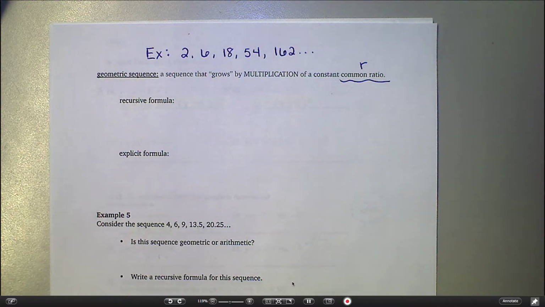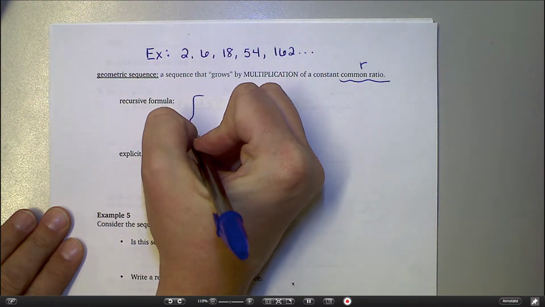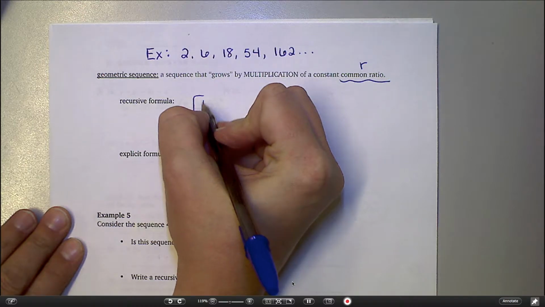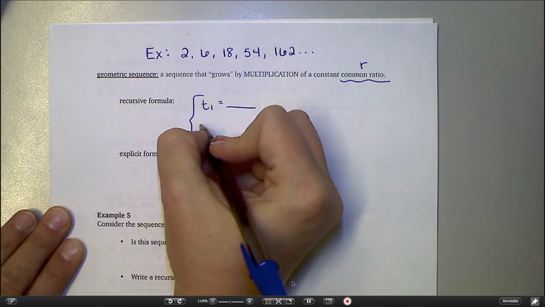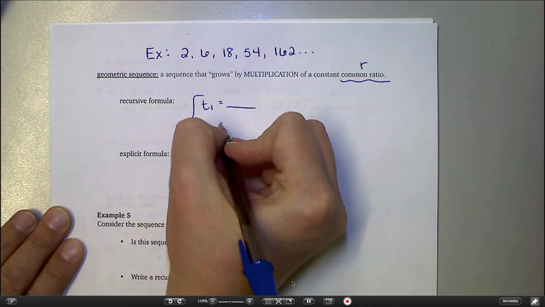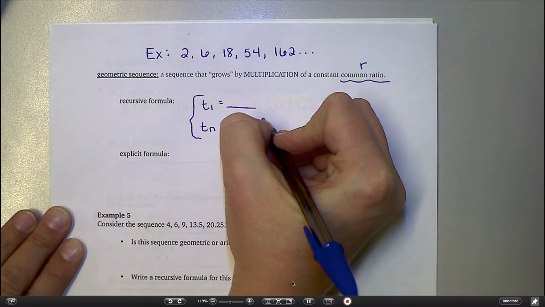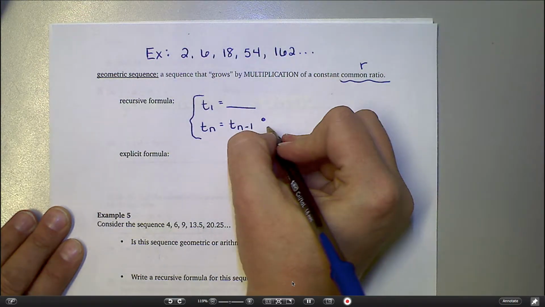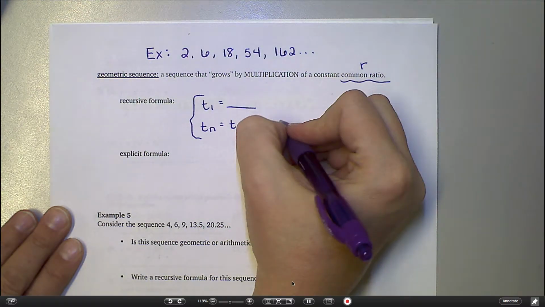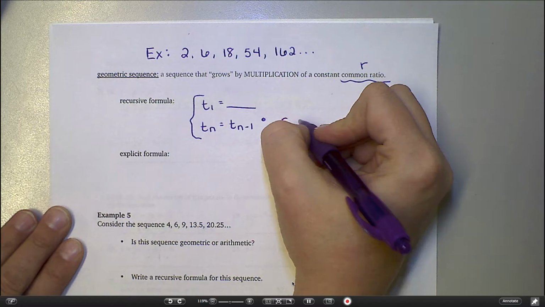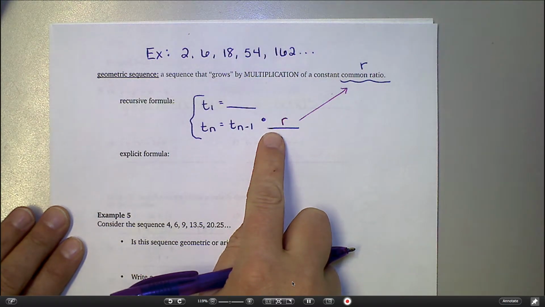So the recursive formula for these guys looks really similar. The recursive formula looks something like this. We would say term 1 equals whatever. And then we would say, to get to any other term, we take the previous term, except this time we're multiplying instead of adding. And then that thing that we're multiplying by is really our R value that we talked about a second ago. So this R value is the thing that we're multiplying by over and over again.